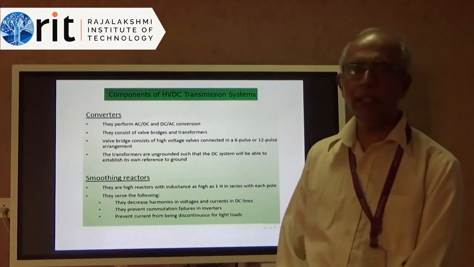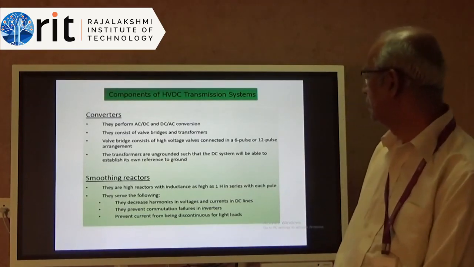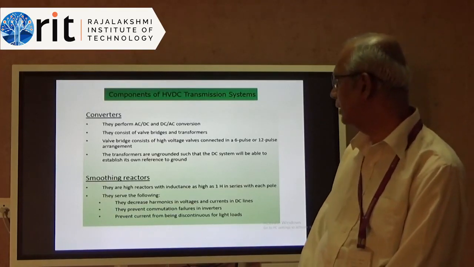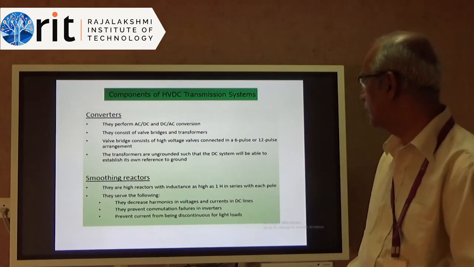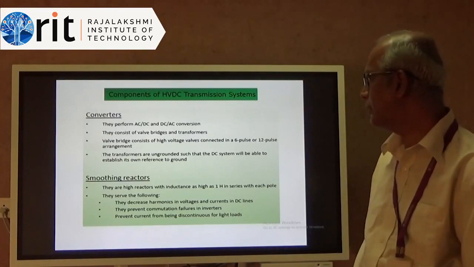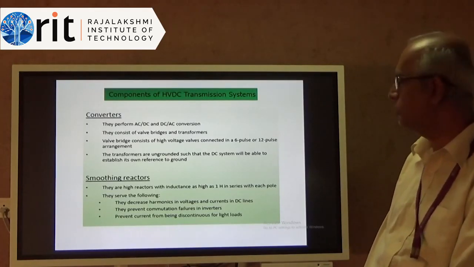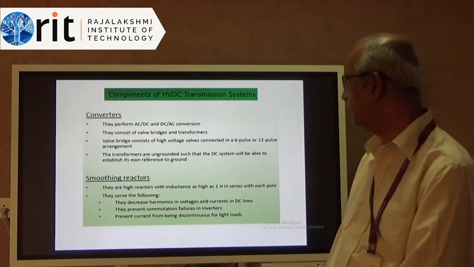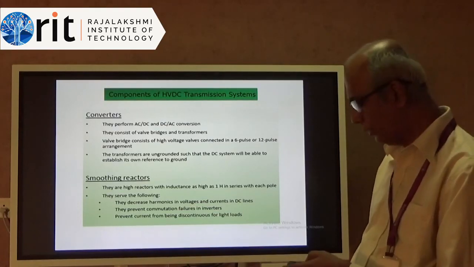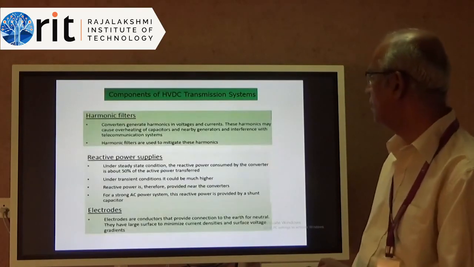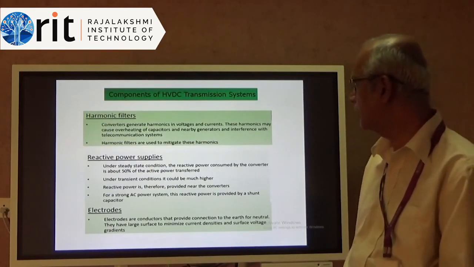So this is again power electronics. I will just show you a basic diagram in the next slide. So we have 6 pulse or 12 pulse circuit for each of these valves, each of these bridges. The transformers are ungrounded, so DC will be able to establish its own reference to ground. We are going to talk of 3 different ways of transmission, and we need to have our own ground on the DC side. Smoothing reactor, as I said, is going to filter out all these harmonics, and we also have harmonic filters which will trap some specific harmonics and make them zero.